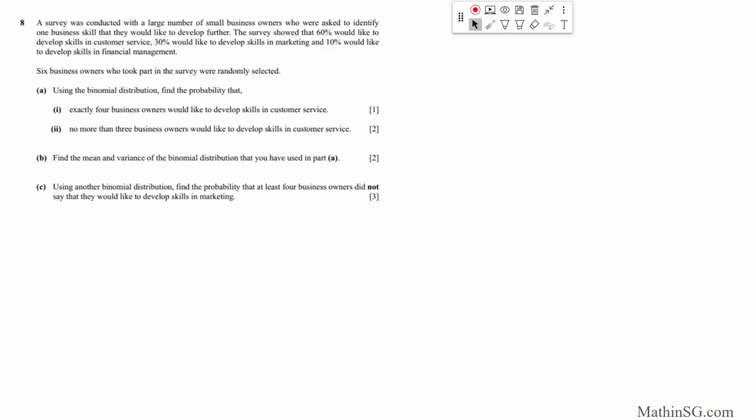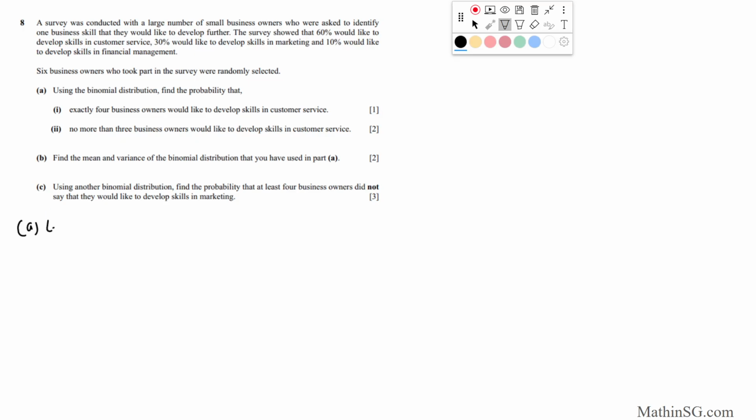So 6 business owners who took part in the survey were randomly selected. They asked us to use the binomial distribution to find the probability that exactly 4 business owners would like to develop skills in customer service. Okay, so basically what I'll do is I'll first define the binomial distribution.